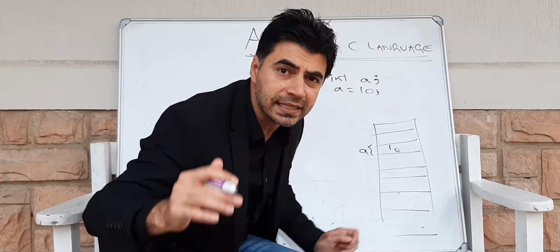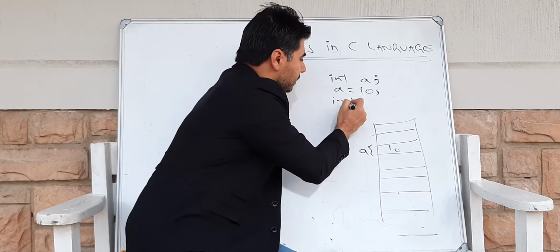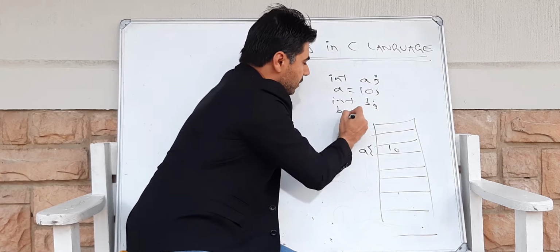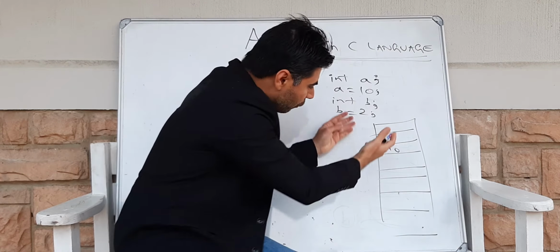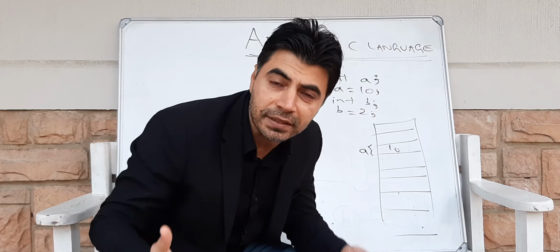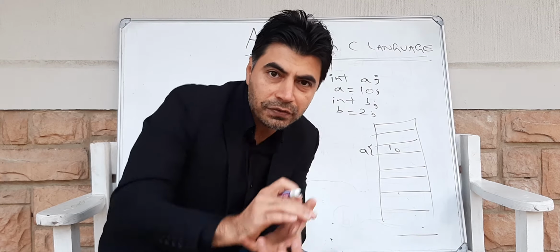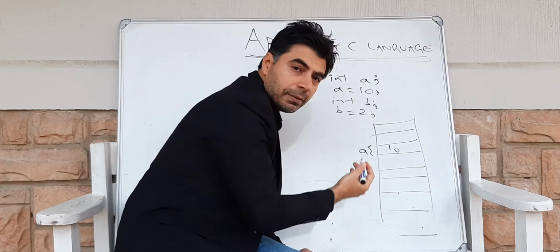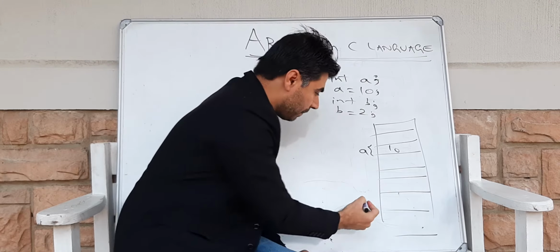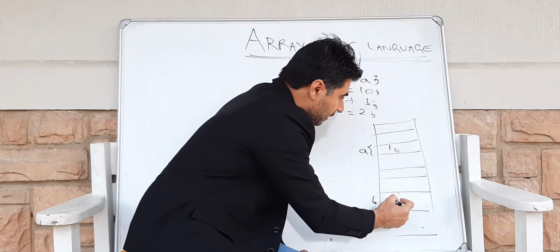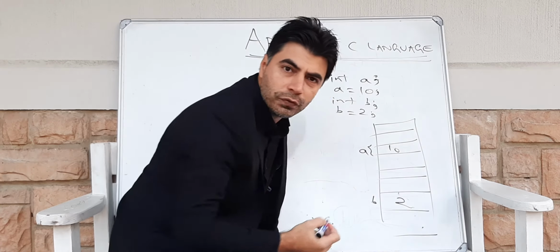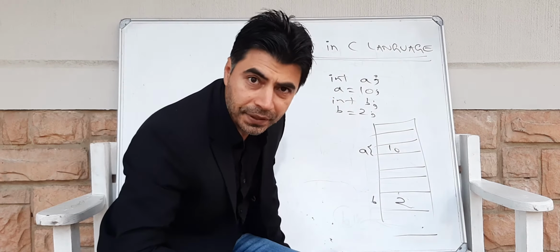When you initialize a second variable, as an example, int B, B is equal to 2, then it will find the next empty space in the memory and reserve that space for B. But it will be a random empty space it finds. Maybe it can be here. And then it will input the value of B. The point I am trying to prove here is why sometimes you need to use arrays.